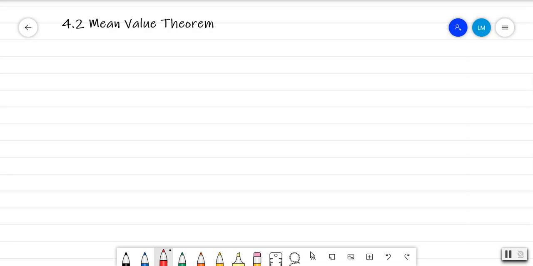Hello, in this section I'm going to talk about the mean value theorem. So the mean value theorem is actually pretty nice because essentially, let's say we're looking at our x and y axes. If we look at the x and y axes, let's say that we have a function.